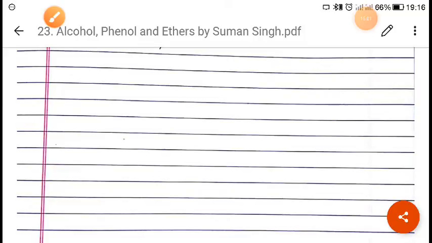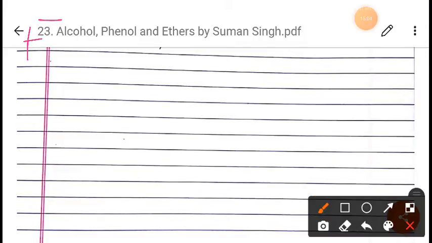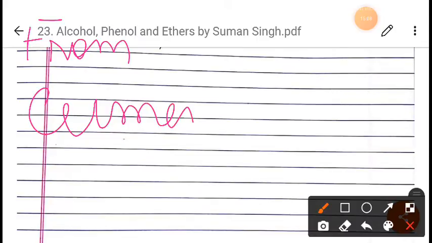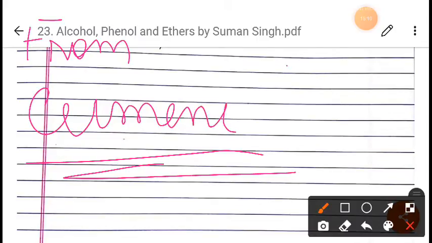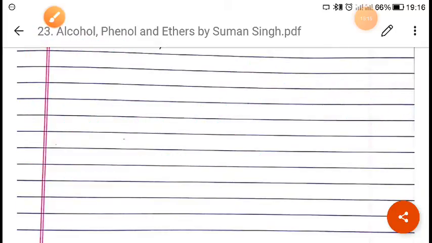Now next is very important, which is from cumene. It is very, very important from your exam point of view, right? So we will see this. When we talk about cumene, phenol is commercially prepared with this method. Cumene is also called isopropyl benzene.